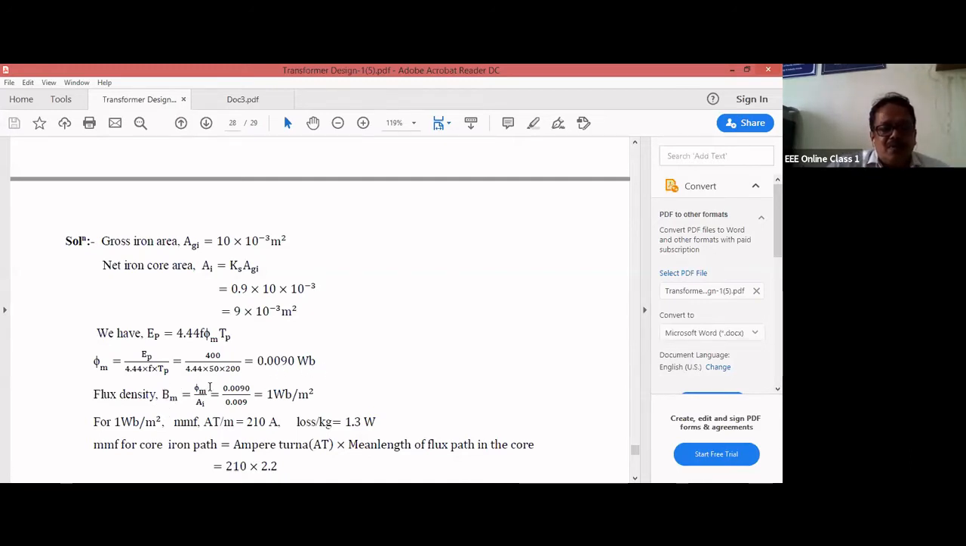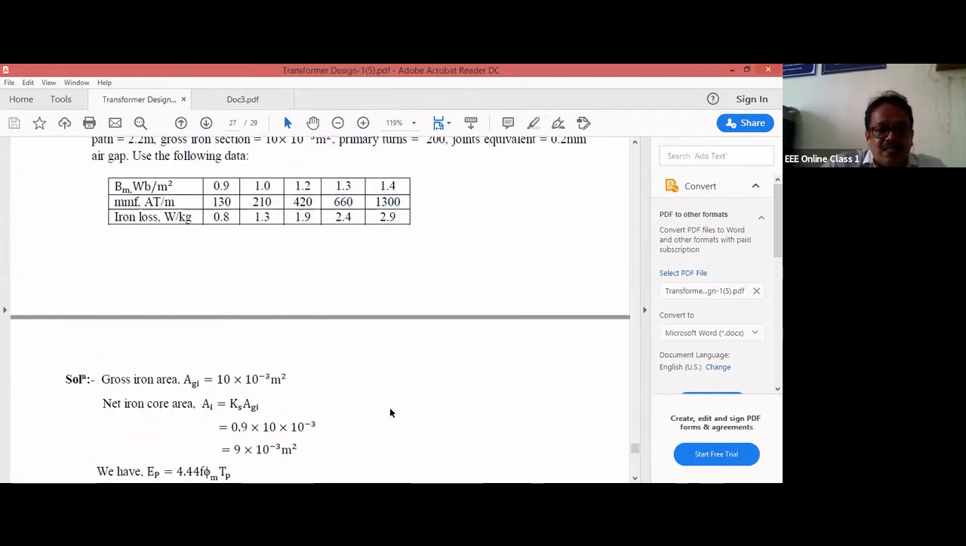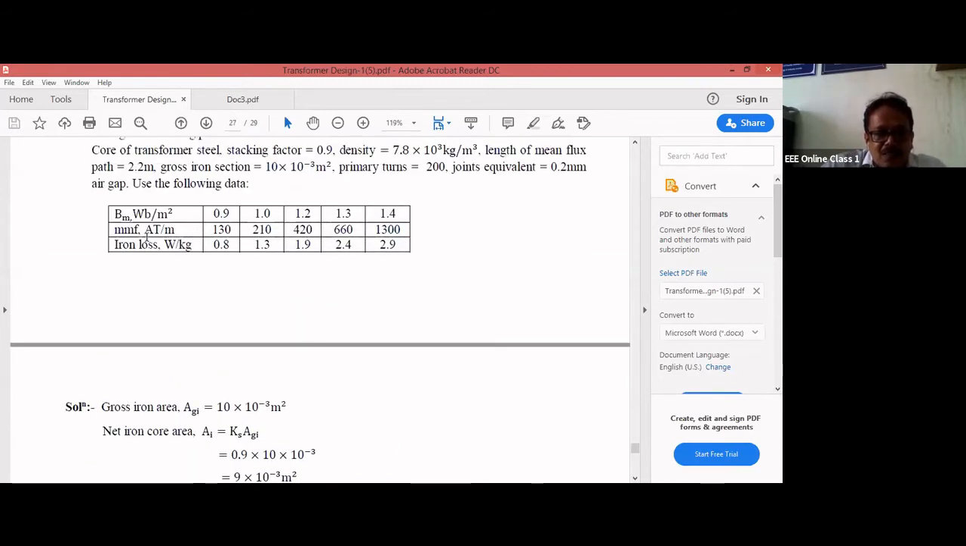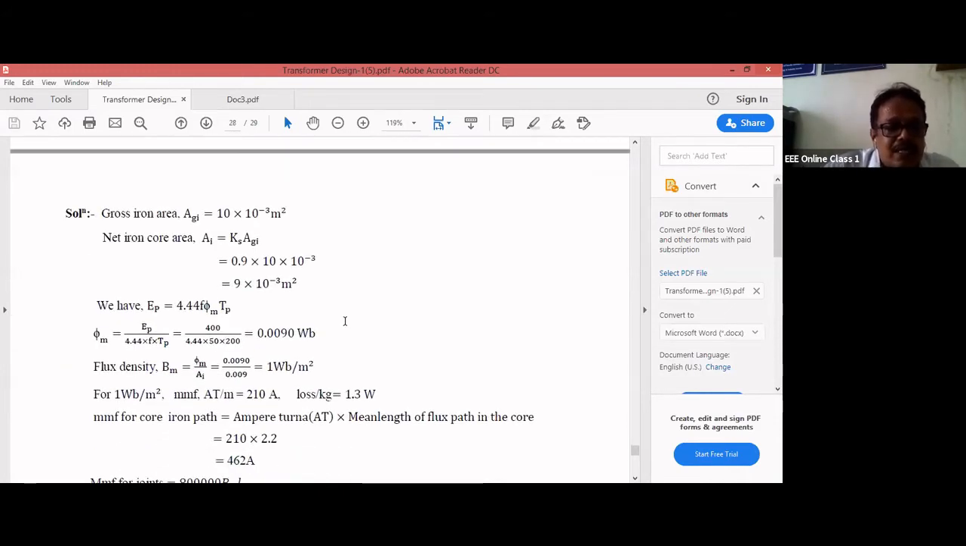So flux density BM is nothing but phi m by AI, because phi m is equal to BM into AI. Phi m is 0.090 and AI is also 0.009, so both are the same. So what do you get here? You get 1 Weber per meter square. For flux density of 1 Weber per meter square, what is the MMF now? 210. And what is the iron loss? Iron loss is 1.3. And these two values you are going to take.